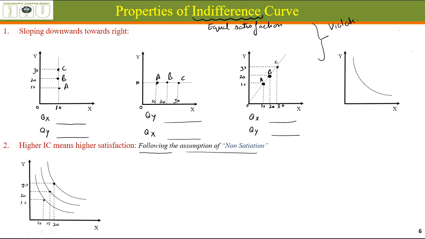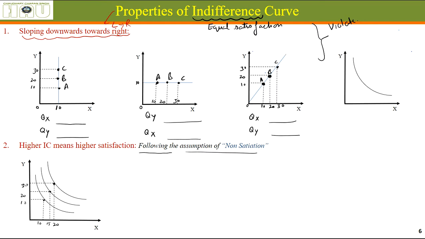Now what are the properties of an indifference curve? So after discussing the assumptions, we are jumping onto the properties of an indifference curve. As we said, it is sloping downwards towards the right. When we move from left to right, it will slope downwards. This is the shape. We are going to establish this shape by negating all the other possible shapes.